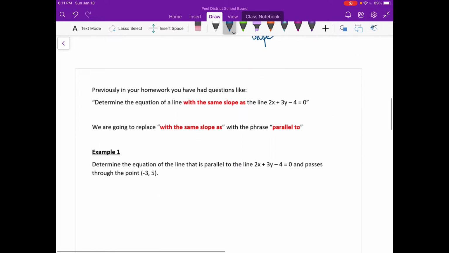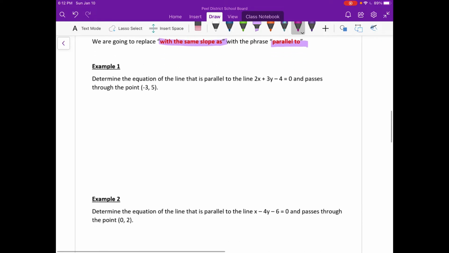So previously in your homework questions, you've had questions like determine the equation of the line that has the same slope as 2x plus blah, blah, blah. What we're going to do is replace that phrase, with the same slope as, with parallel to, because they mean the same thing. So remember when I was talking about math is all language? Saying with the same slope as is the same thing as saying parallel to. They're synonymous to each other. Okay? So let's try to do a few example questions.